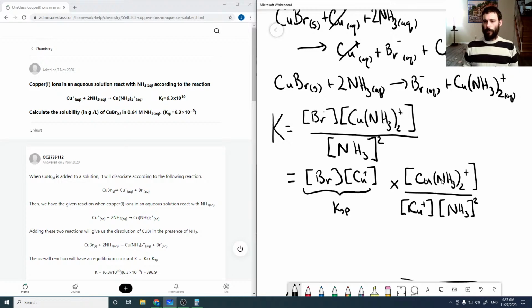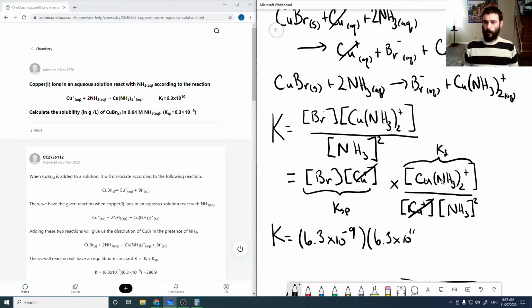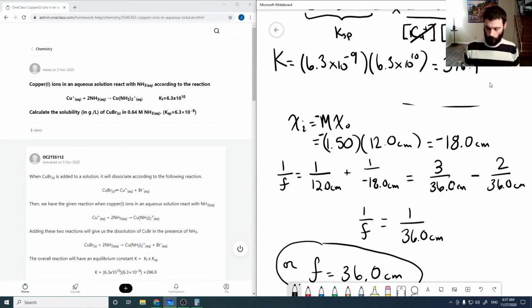Right, so if we multiply these two together, where this is now our KF, those coppers would cancel and we'd get exactly our K, right? So that means that the K for our summed reaction is just the product of our two Ks. So 6.3 times 10 to the minus 9 times 6.3 times 10 to the 10, which gives us 396.9. Okay, so now we have the K for our reaction.